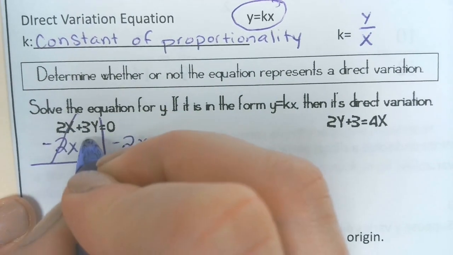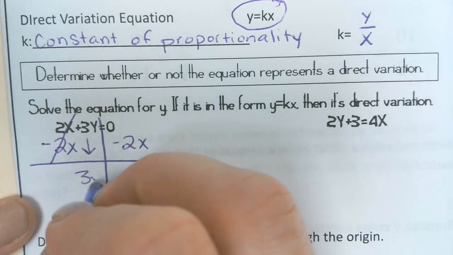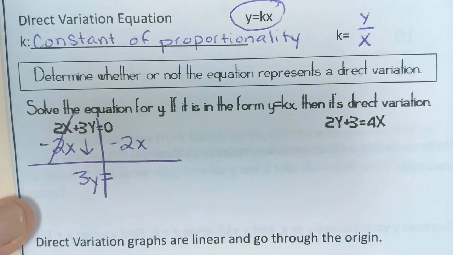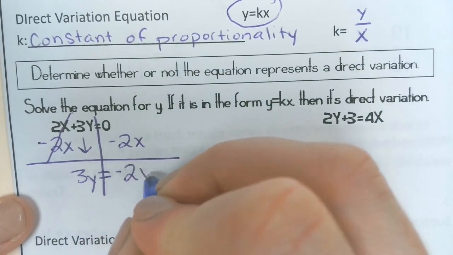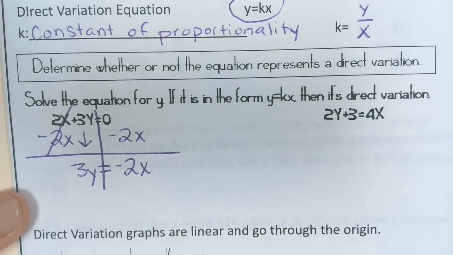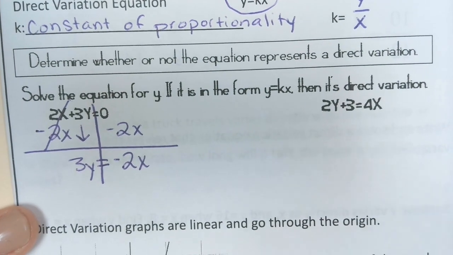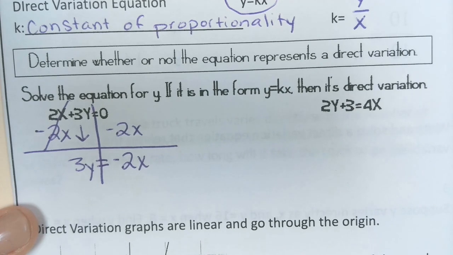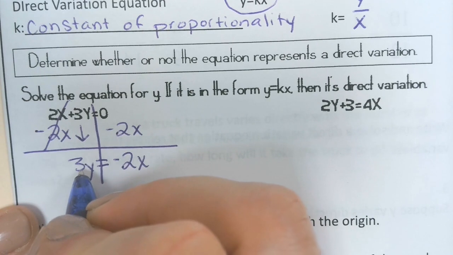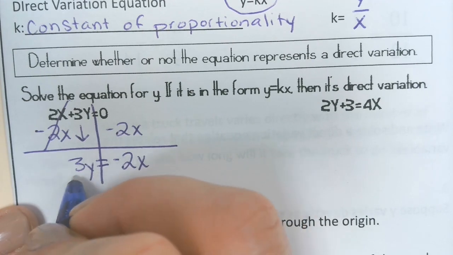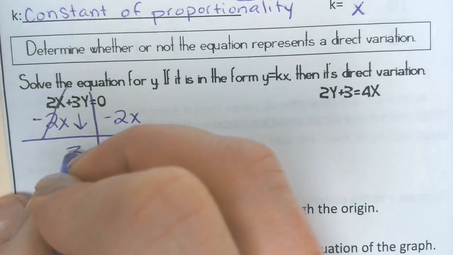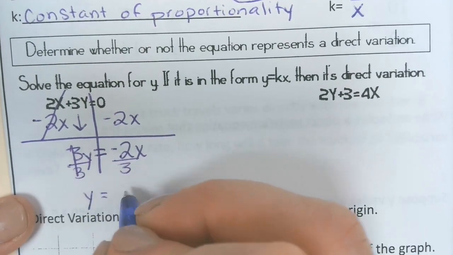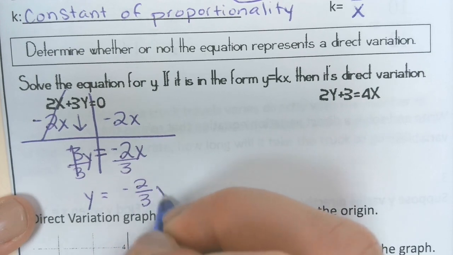That cancels out. We carry down the 3y equals. We no longer need the 0, so we're just going to put equals negative 2x. It would be plus or minus some number if there was something, but there's not. It's plus 0. And then the last step is to get y by itself. This is multiplication. The opposite of multiply is divide. So we're going to divide by 3 all the way through. So we get y equals negative 2/3 x.